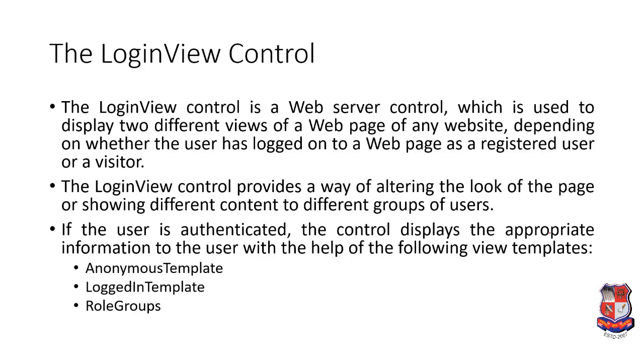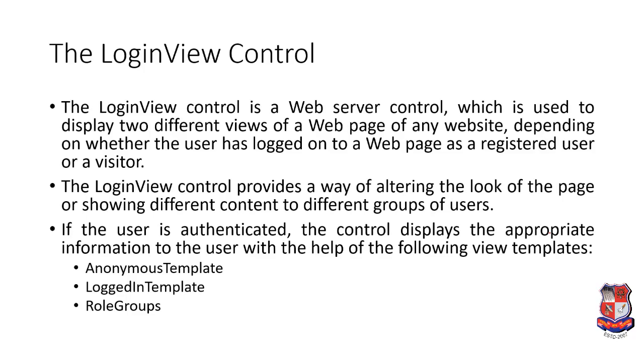First is the anonymous template. It is used to display when the user is not logged in. Next is the logged in template. It is used to display when the user is logged in. And last one is role groups. It is used to display when the user who has logged in is a member of a specific role with a defined role group template. So these three templates are used to give different views to a single web page.